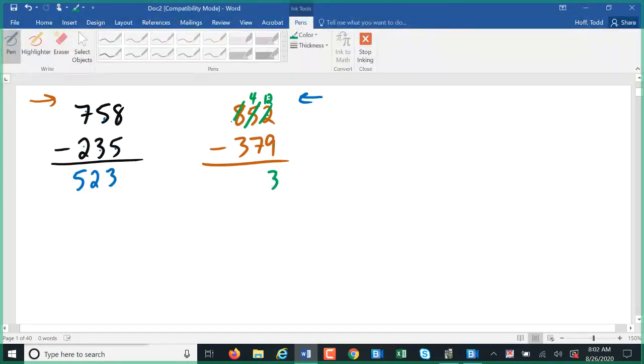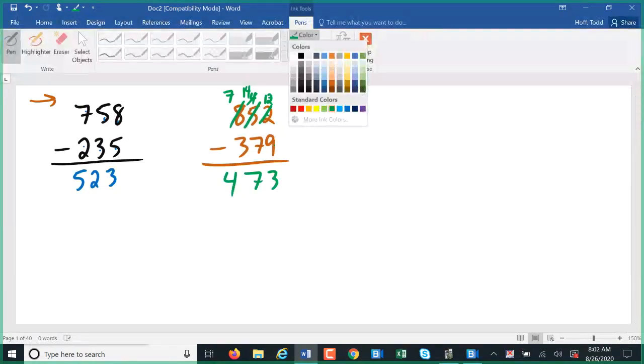4 minus 7 can't be done. So we borrow from the 8. That's a 7 now, and this is a 14. 14 minus 7 is 7, and 7 minus 3 is 4, getting 473.